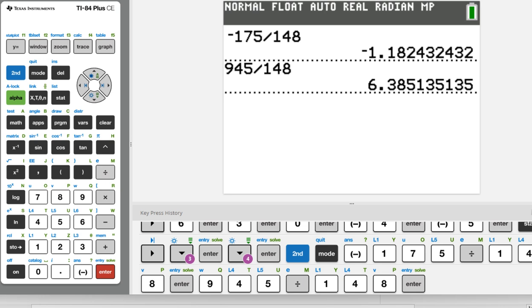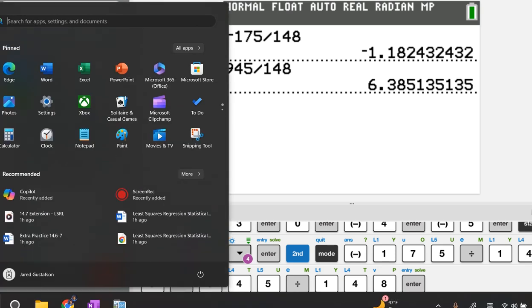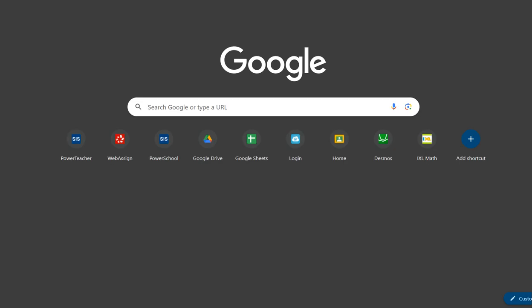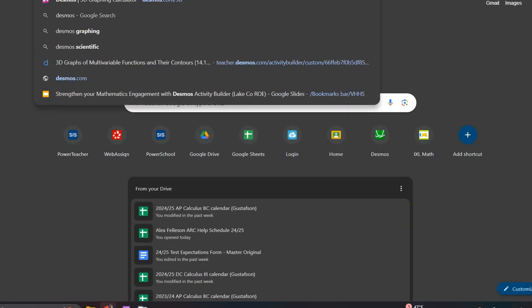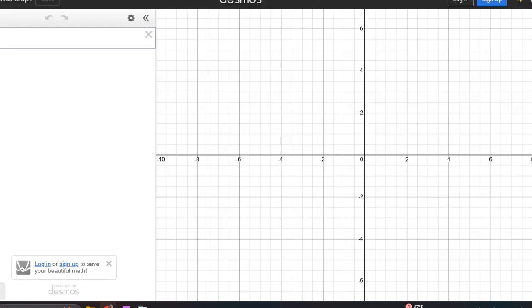Now, the next thing that I would like to do is look at Desmos, and show you how to get this to show up on Desmos. So sorry, this is cutting it off a little bit on the left-hand side. I apologize. I know that you're not seeing this.